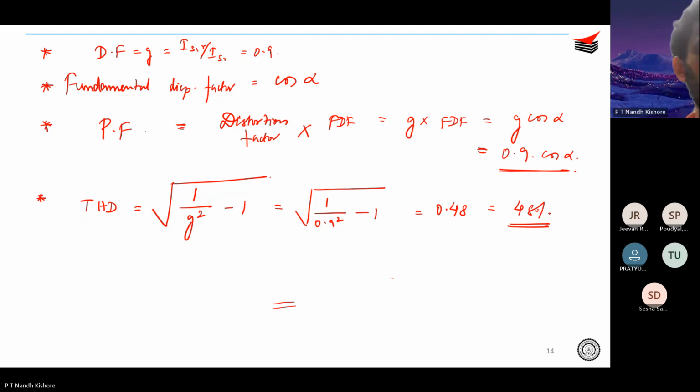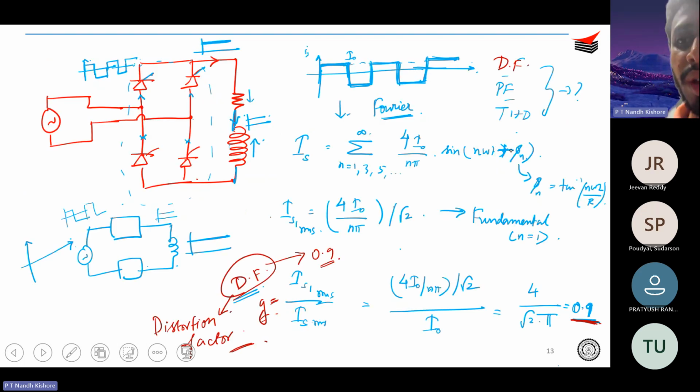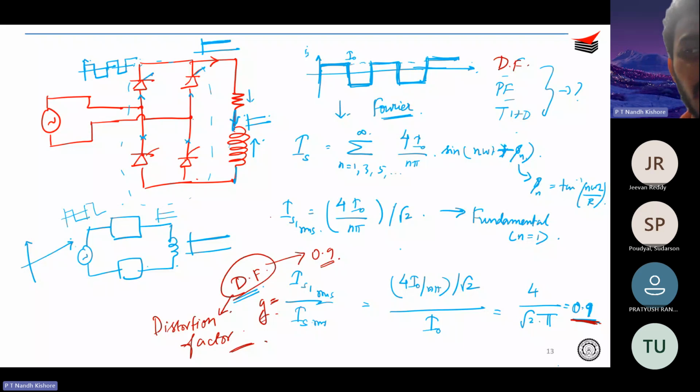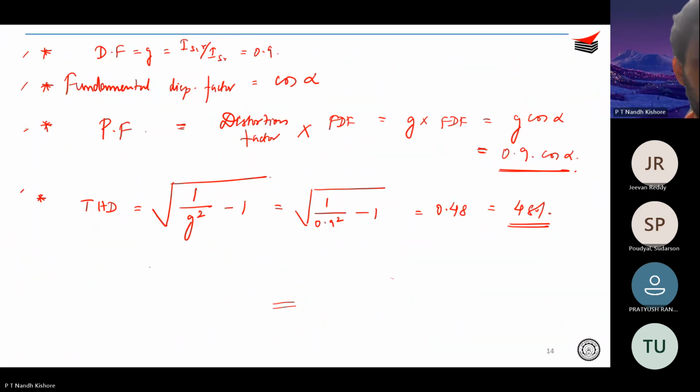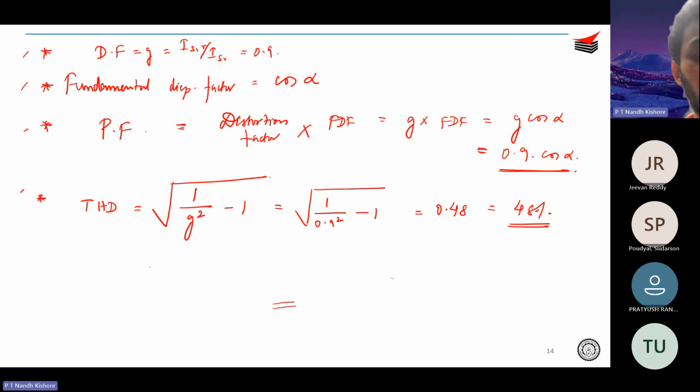So these are the 4 parameters which we were supposed to obtain as part of the problem: fundamental displacement factor, distortion factor, power factor, and THD. So we have obtained distortion factor, fundamental displacement factor, power factor is 0.9 cos alpha, and THD is 48%. This is for the single phase case.